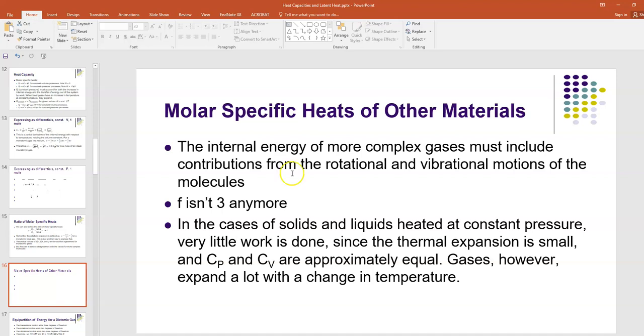Now, in the cases of solids and liquids heated at constant pressure, very little work is done and the thermal expansion is small, so C sub P and C sub V are approximately equal. But gases, they're different. So that's why this is a breakout lecture.